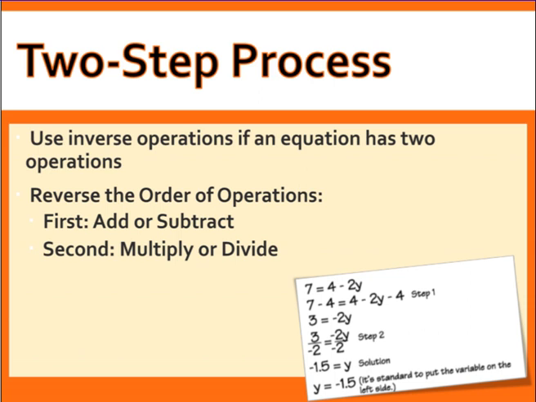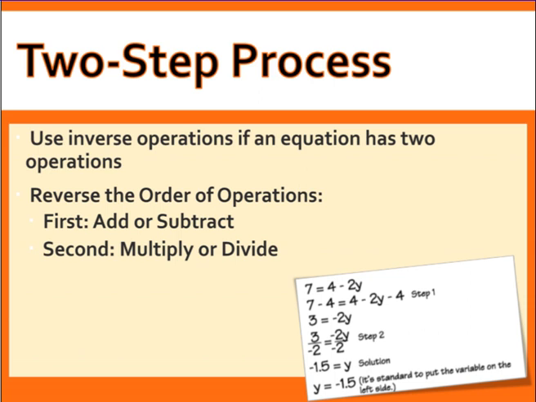So first, you need to use inverse operations if an equation has two operations, and reverse the order of the operations as well. So your first step is always to add and subtract, and the second is always to multiply and divide, because you always want to move all the constants away first. And then your last step is to remove the coefficients. So don't touch the variables until the very last step.